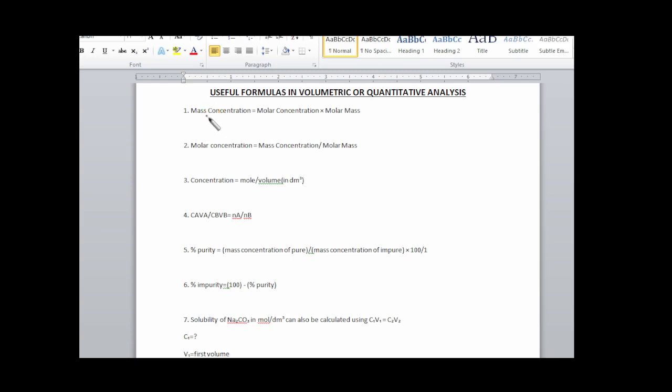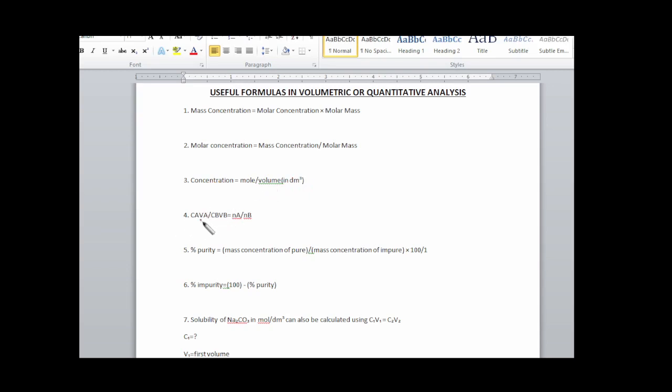So from this very formula, the mass concentration formula, we can actually get the molar concentration formula. For molar concentration, we have mass concentration divided by molar mass. That is going to be the formula for molar concentration. And then we'll be having concentration. Concentration is going to be moles divided by volume, which can be in dm cube, that's decimeter cube.